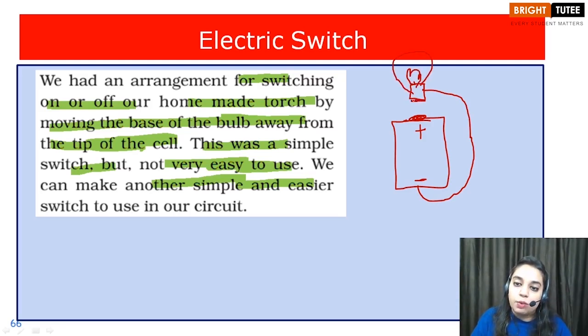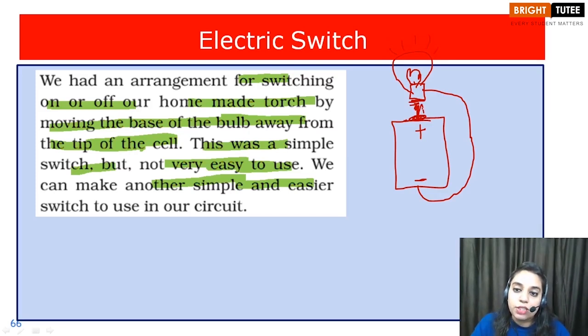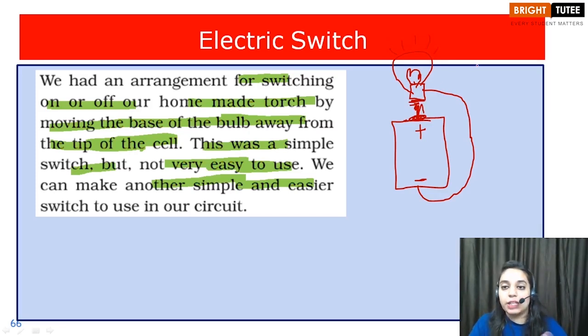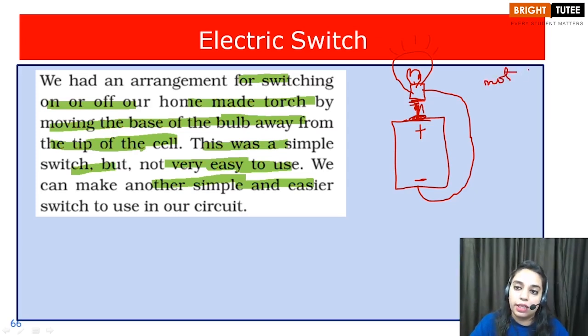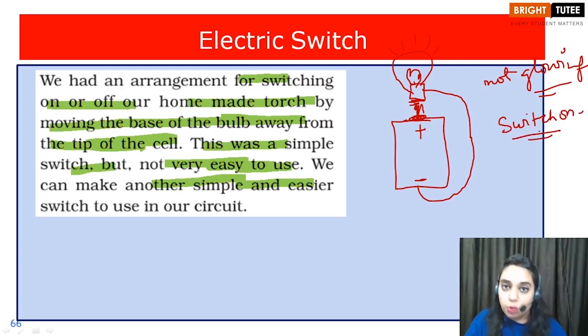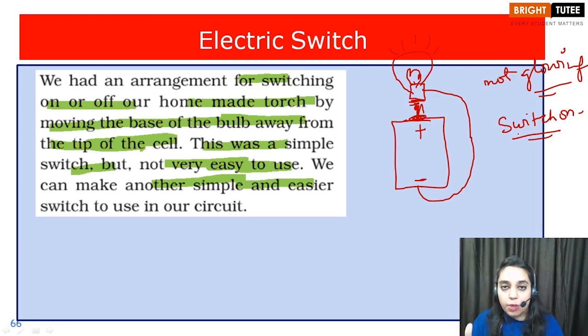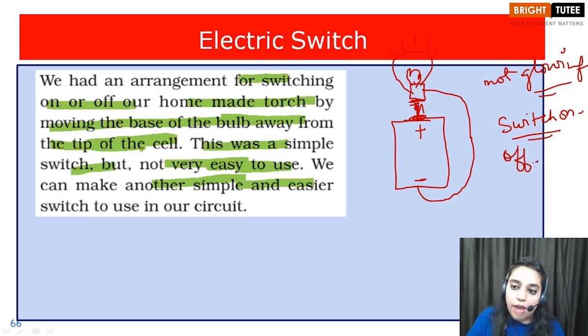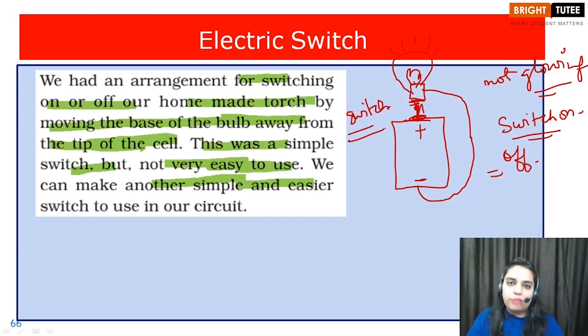And then, children, we touched this base of the bulb to this positive terminal, and when we did this, the bulb started glowing. And when we took this bulb away from the positive terminal, it was not glowing again. Okay, children? So children, this process where we are taking this bulb closer to the positive terminal, what we are doing, we are switching it on, right? That's what happens when we switch on the bulb, it glows, and when we take it away from the positive terminal, it is turned off, right, children? So it is also a switch, right? But it is relatively complex to use.